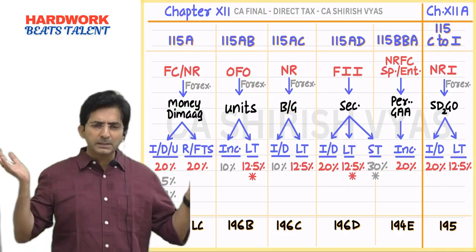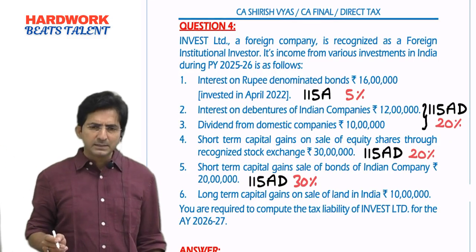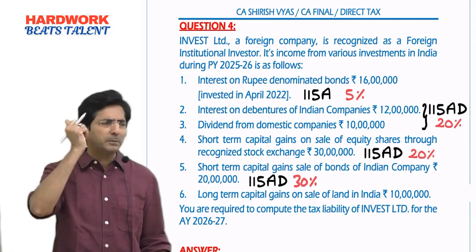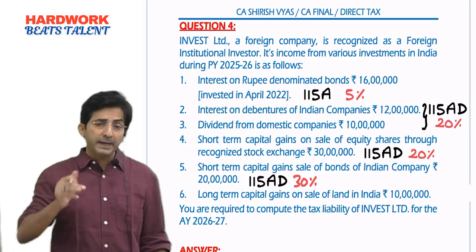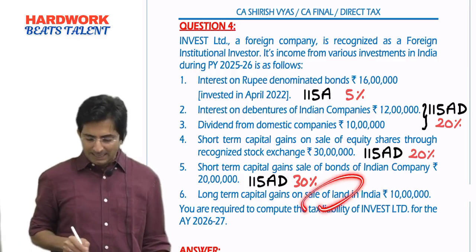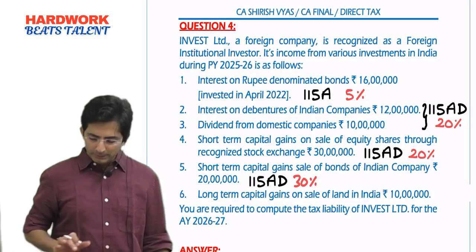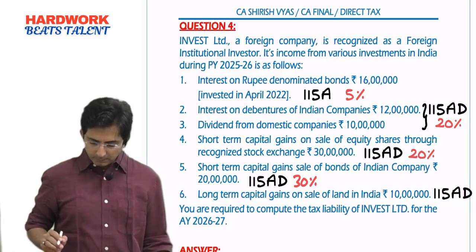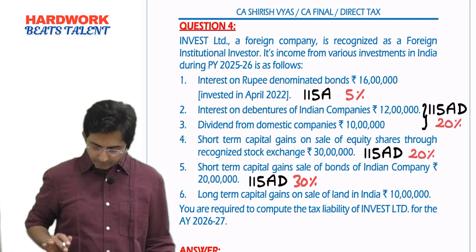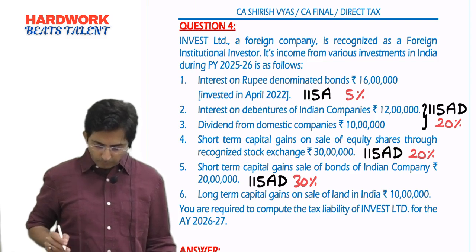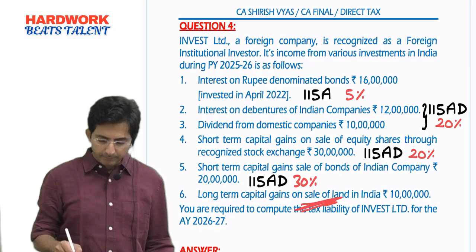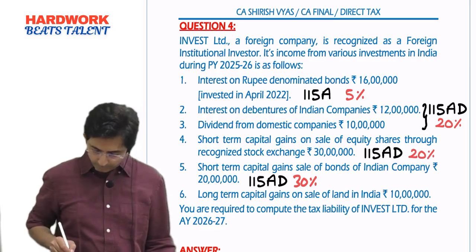So apply the general principle. What is the general rule when someone sells land and makes a long-term gain? The long-term gain general rule is what? 12.5% tax. If someone has paid STT, then 12.5% after exempting 1,25,000. But STT is not possible on land. So it is plain 12.5% tax. Sorry, here by mistake I wrote 115AD. Here it will be plain 12.5% tax on sale of land. 12.5%.